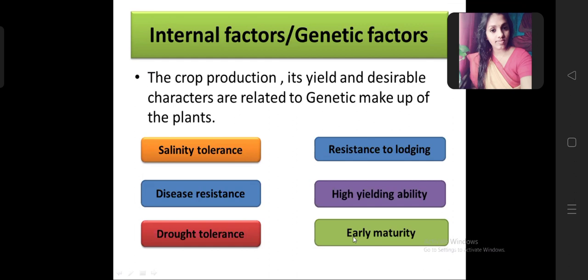Okay, so I think all these factors are clear for you. We discussed salinity tolerance, resistance to lodging, disease resistance, and you can add pest resistance also. In some plants, pectin content in the leaf material makes the plant resistant to pests. All of these can be reasons for increased crop production. Then high yielding ability, for which we can use high yielding varieties. Next is drought tolerance and early maturity. We discussed all these topics.